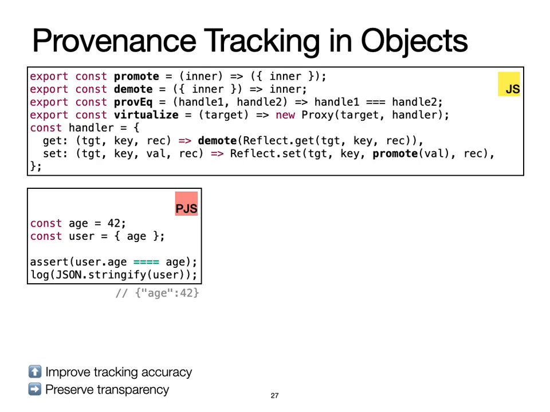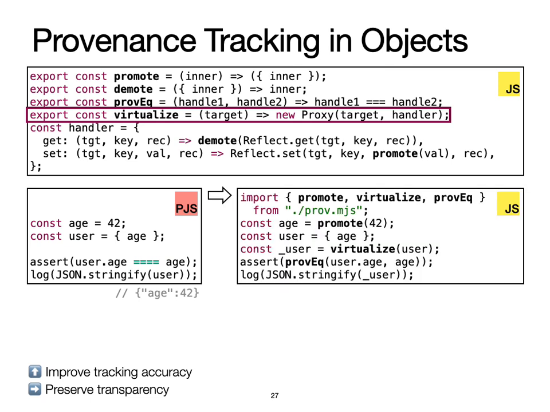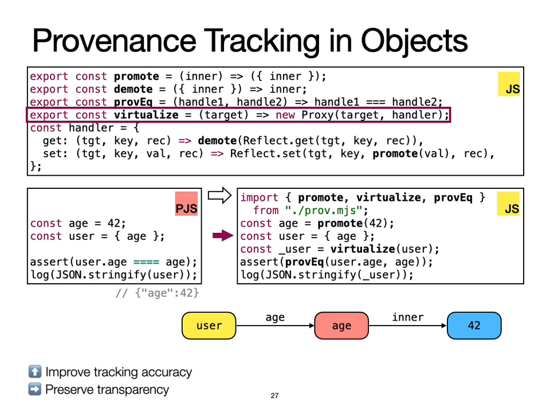In this example, the definitions of provenance-related functions are in a separate file. The virtualized function uses the proxy API to give the illusion that an object is containing baseline values, whereas it actually contains handles. We can transform the target file and import these provenance-related functions. As before, we promote the result of evaluating 42. We create the user object, which contains the age handle.